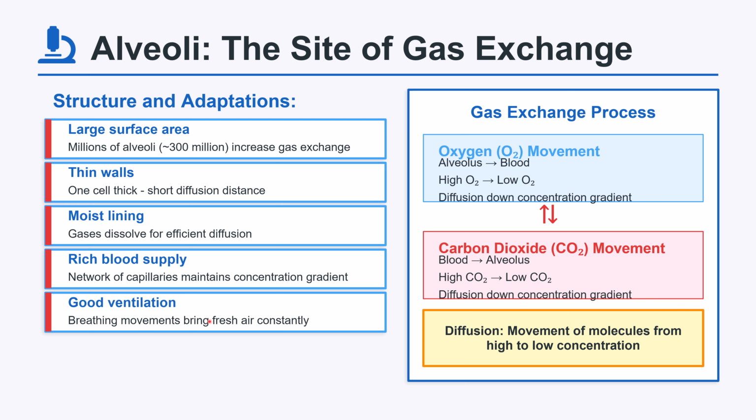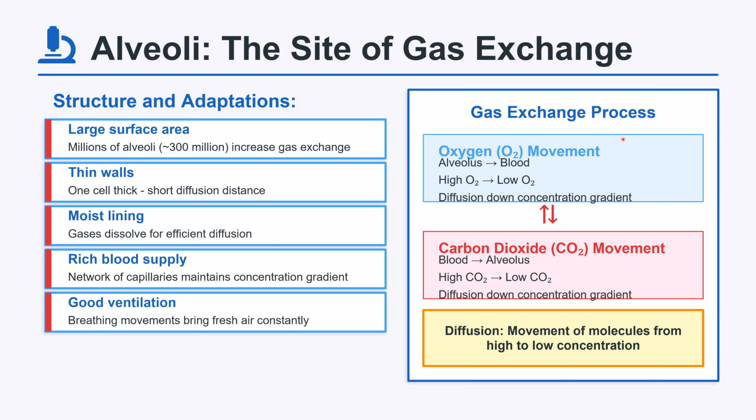Good ventilation. Breathing movements bring fresh air constantly. Regular breathing movements ensure that old air is replaced with fresh air high in oxygen. So these are the structure and adaptations of alveoli. The detailed structure and adaptations were already discussed in our previous video. You can watch from there.